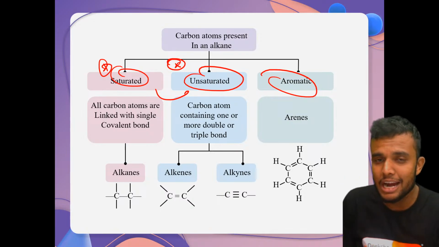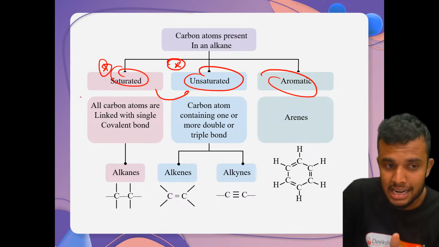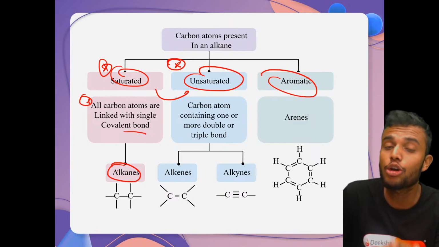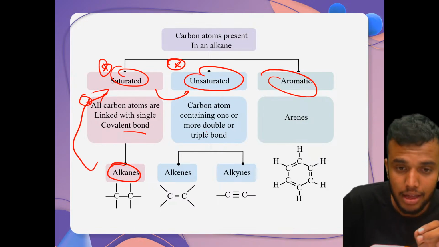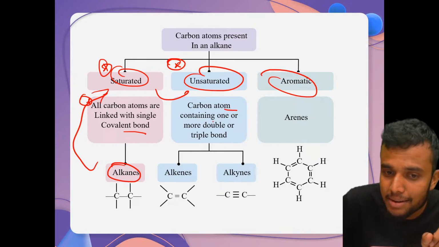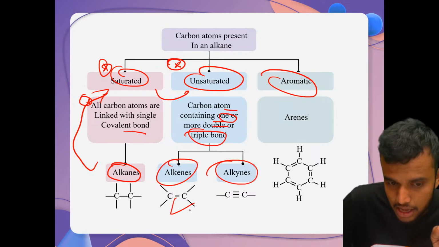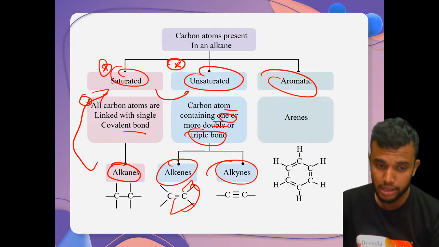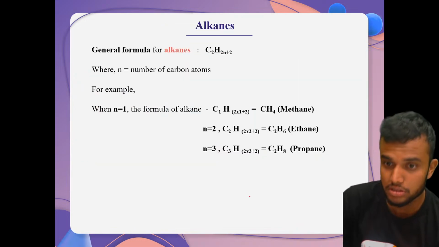What are saturated hydrocarbons? If all carbon atoms are linked with single bonds. I repeat once: all carbon atoms are linked with single bonds. These are called alkanes, and these alkanes are saturated. Unsaturated hydrocarbons contain one or more double bonds or triple bonds. These are alkenes and alkynes. A double bond corresponds to alkenes, a triple bond corresponds to alkynes. Arenes are benzene compounds.